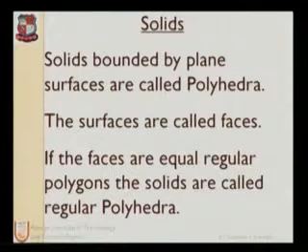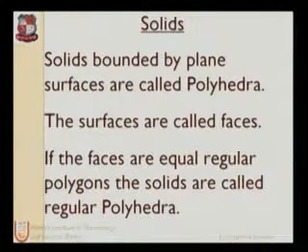We have surfaces which are bounded by solid planes, called polyhedra. So that is a 3D figure, a geometric construction from 2D to 3D. This is called solids, which are bounded by planes rather than bounded by lines.